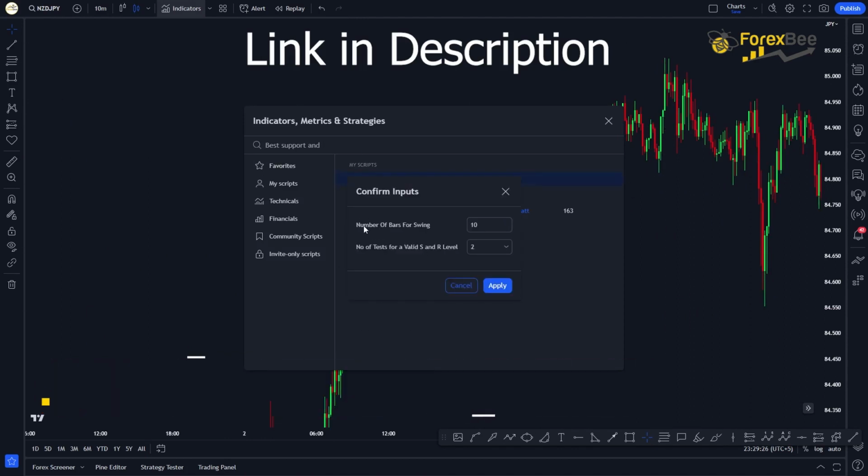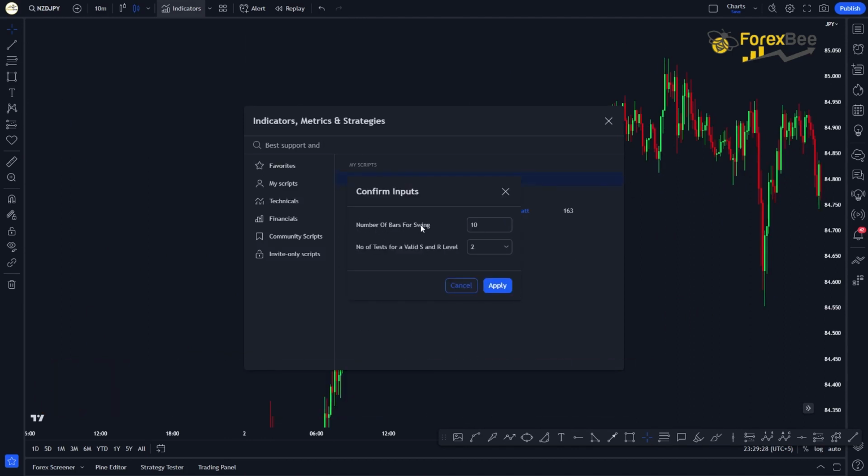And here we have 2 settings: the number of bars for the formation of a swing, because we want to avoid the ranging market structure, and the number of tests for a valid support or resistance level. So for now, let me keep it at 2 and change the bars to 8. I usually use 10 or 8, but you can change this value to any value you want. The smaller it becomes, the fewer candles it will look at for the formation of a swing. So I would advise you to use 8 or 10 or above.